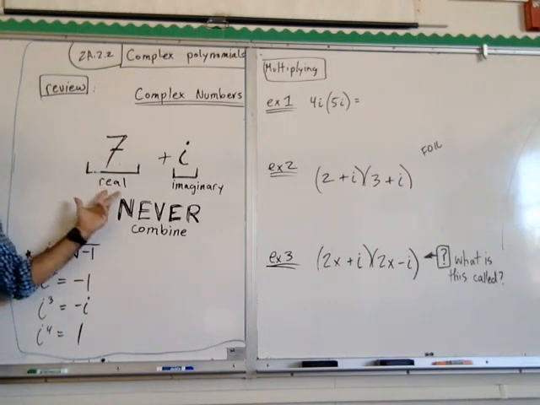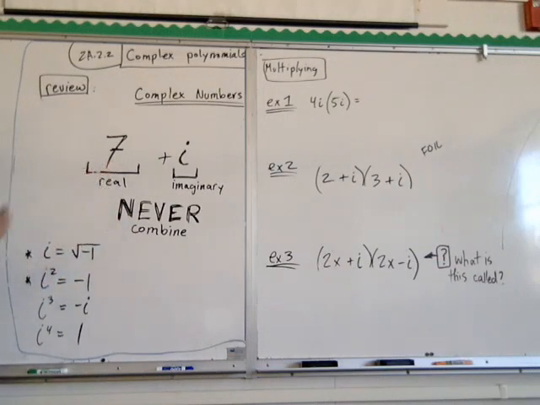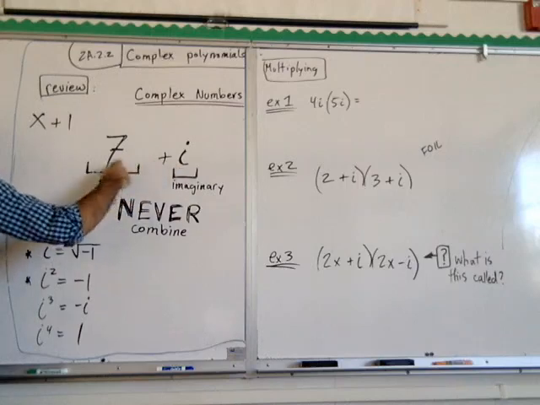One thing we can do, we can never combine these. It's the same as if you had x or x squared or any variable and a number, constants and variables, you can't combine. It's the exact thing over here.